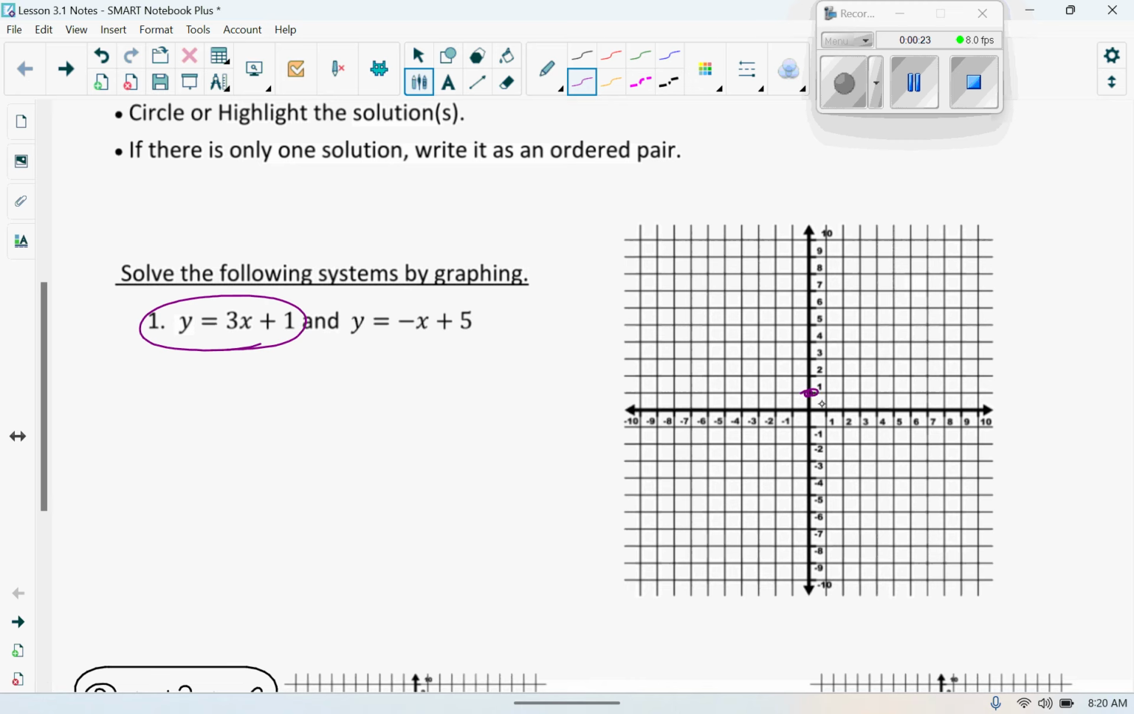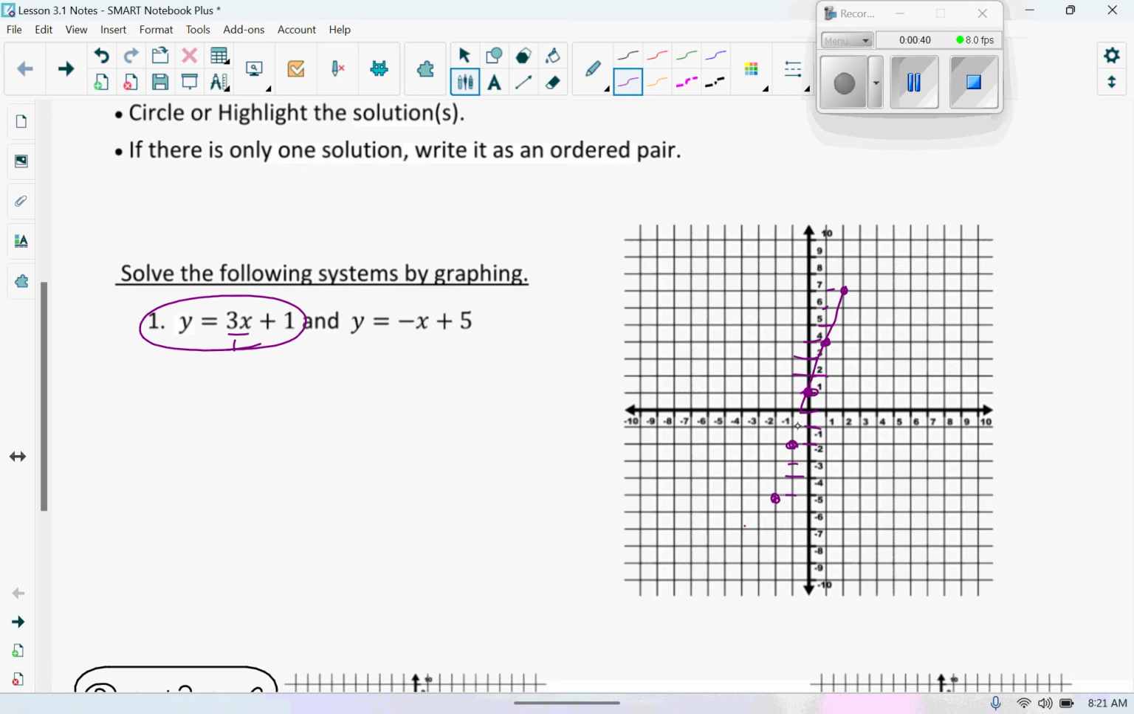So I'm going to start by graphing this first one. This is 3 over 1, so I'm going to go up 1, 2, 3 over 1. I like to get several points on here, just in case I need them, and I'll explain more in a second. Okay, so that's our first one.